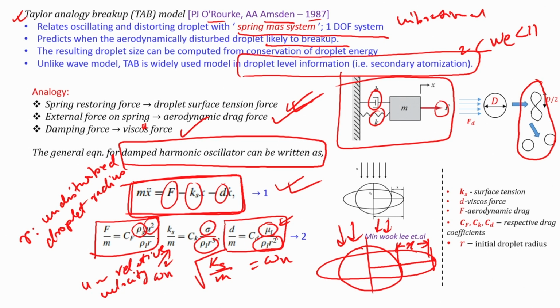When this displacement becomes very high, what would happen? The droplet will undergo breakup, and we will see when it actually undergoes breakup. Now, there are a few other things that you see. There are Cf, Ck, Cd, which are constants about which we do not have an idea. This requires experiments and other things to plug in those constants, because we do not know what those constant values will be.